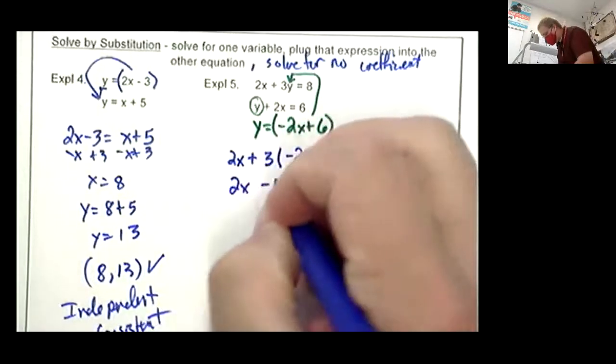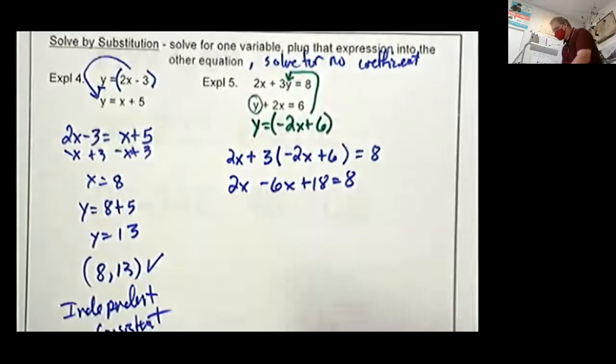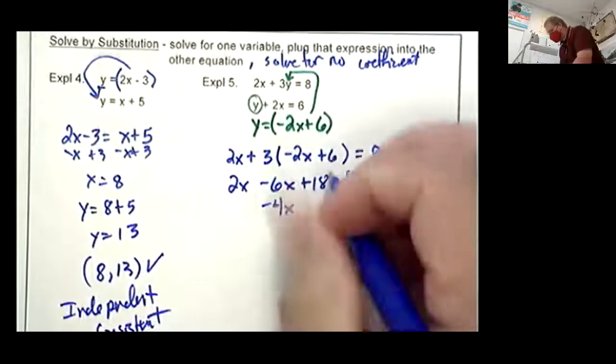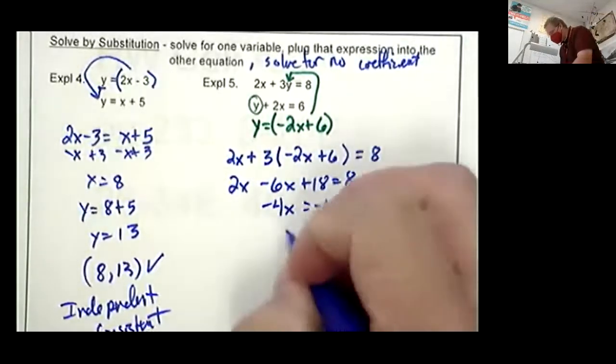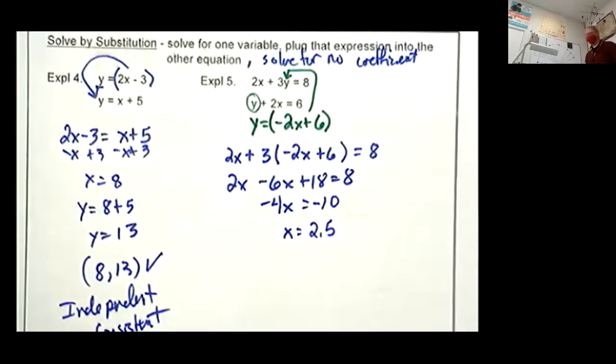Distributive property gives us 2x minus 6x plus 18 equal to 8. We want to combine like terms. 2x minus 6x is negative 4x. Minus 18 gives us negative 10. Divide by negative 4, we get 2.5. There's our x value. We're almost done.